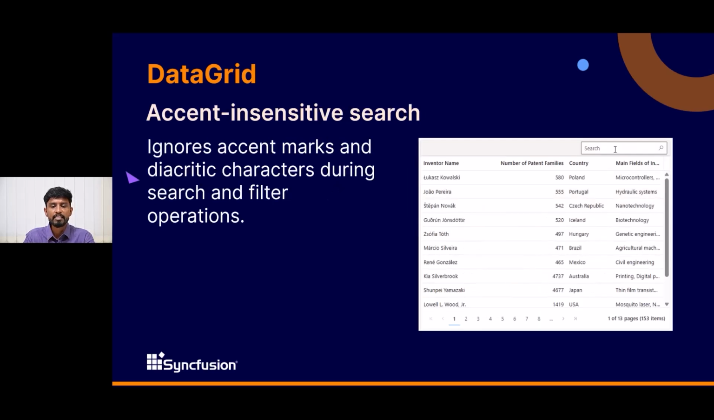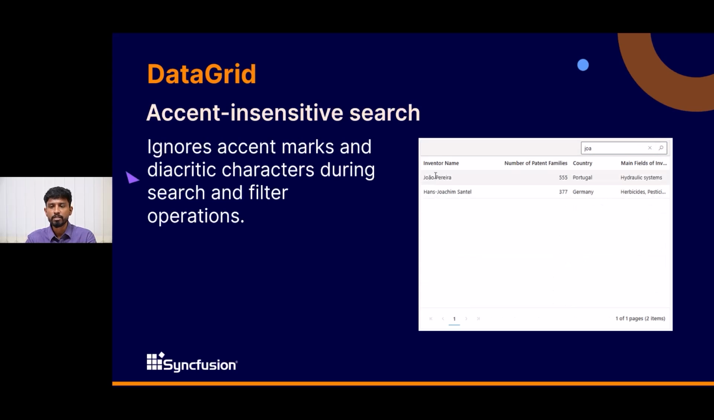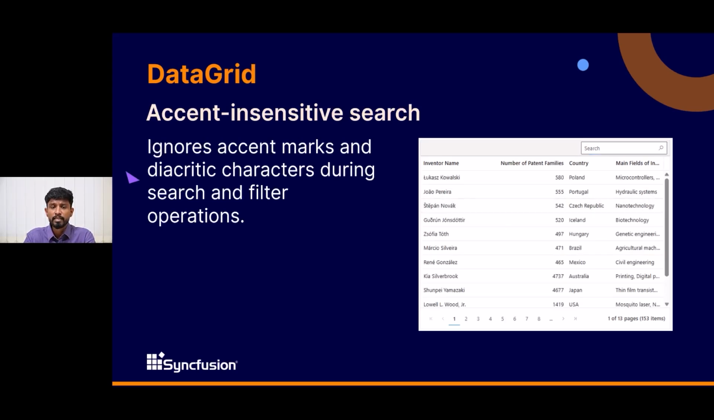Then you have the accent insensitive search, where the data grid ignores accent marks and diacritic characters during search and filter operations. This makes it easier to find matching records in multilingual data.